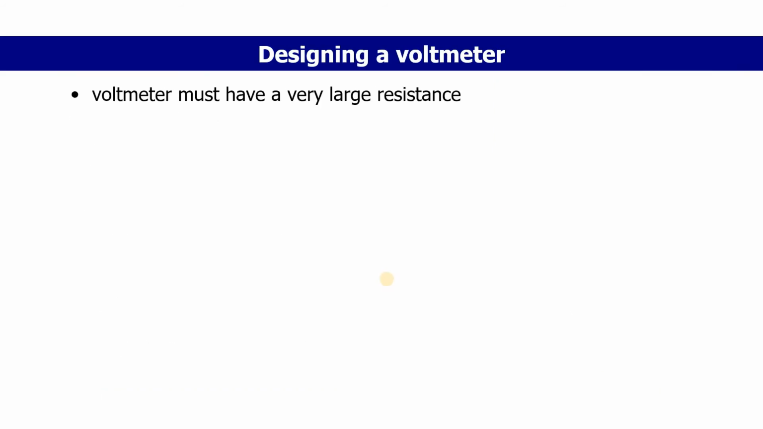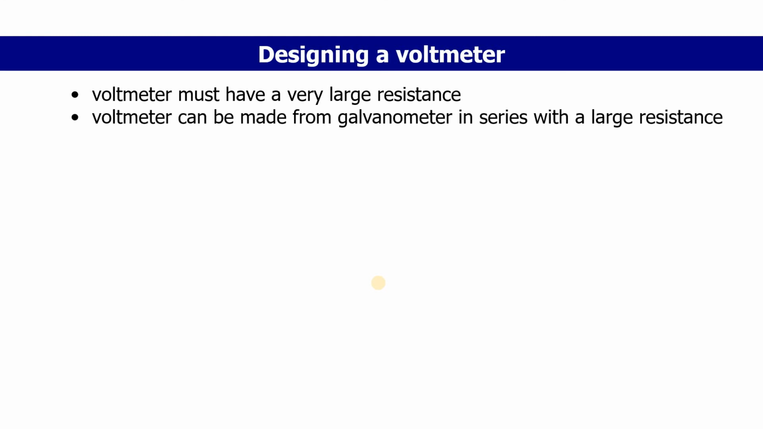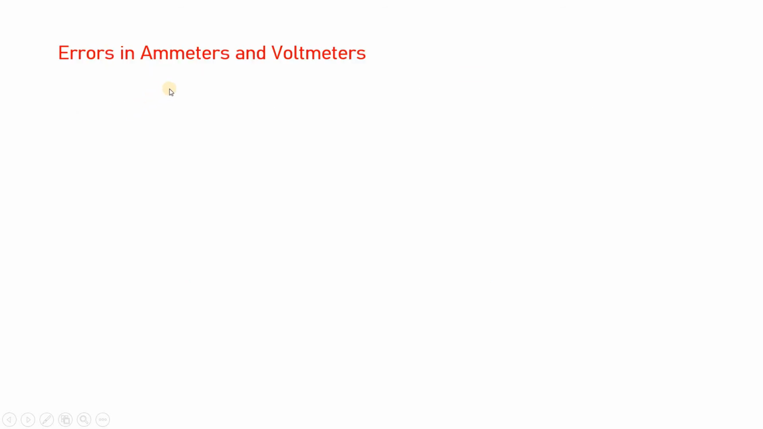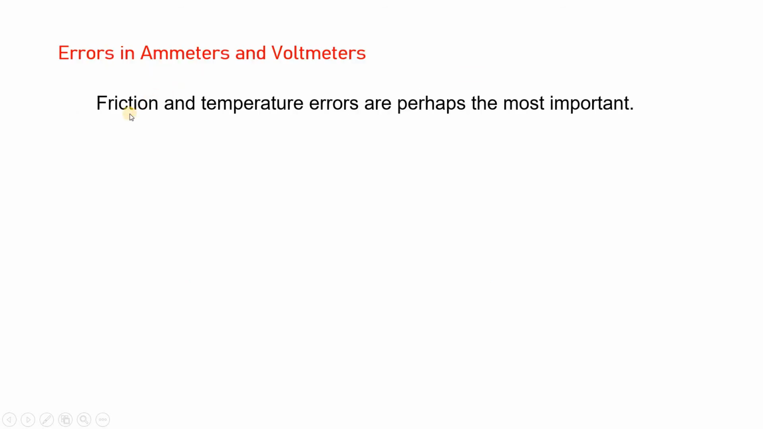Let's look at the design of a voltmeter. So a voltmeter must have a very large resistance. A voltmeter can be made from a galvanometer in series with a large resistance. So like this. And everything inside the blue box is the voltmeter. It's completely called a voltmeter.